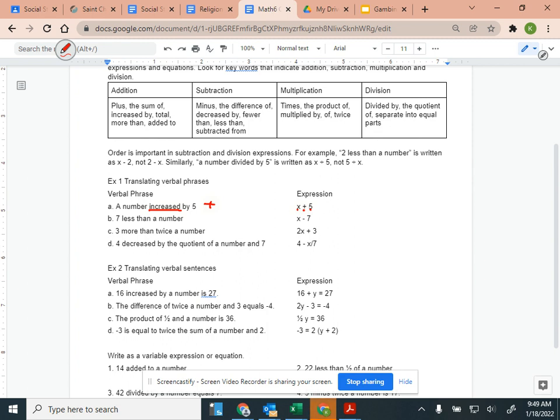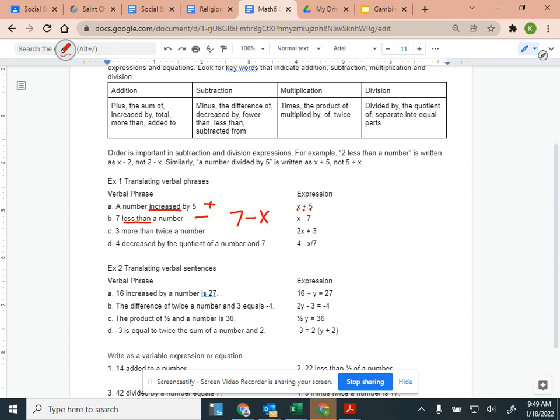7 less than a number. What operation are we doing if we say less than, Tristan? Subtraction. Less than means we are subtracting. So 7 less than a number. So that means we have the number and we want 7 less than it. So x minus 7.